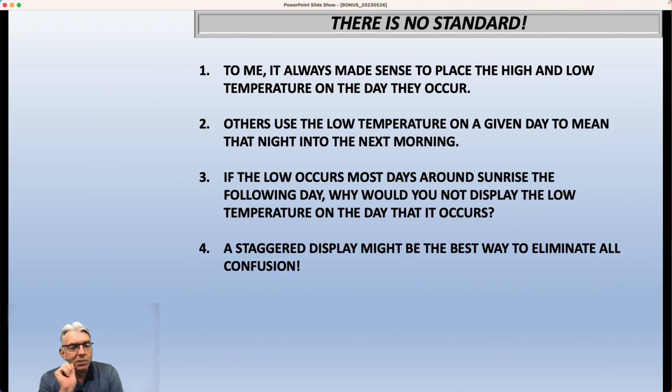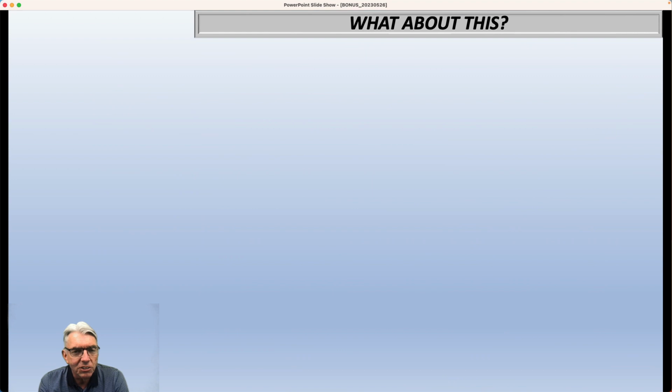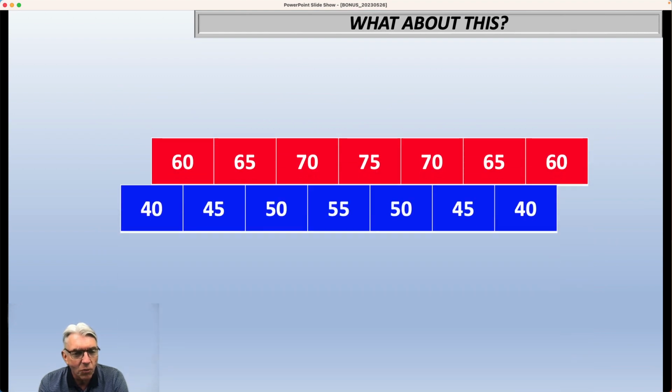A staggered display might be the best way to eliminate all confusion. And that would look something like this, where we would have the high temperatures staggered against the low temperatures. And so if you looked at it sequentially from left to right, there would be no doubt that the 40 came before the 60, and that comes before the 45, and so forth. Or we could even put arrows to really drive that point home, that the 60 comes after the 40, the 65 comes after the 45, and so forth, okay?